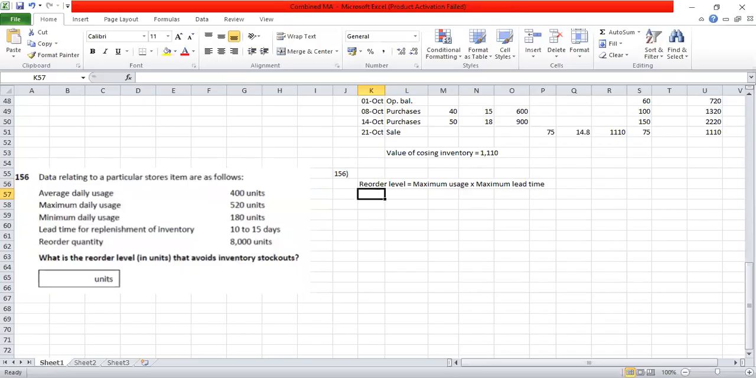We have maximum usage as 520 units. Then the lead time. Lead time is lead time for again restocking the material, that is minimum of 10 days, maximum of 15 days. So we have to take the maximum of 15 days. Just take that one. Maximum usage is 520 units into the maximum lead time is 15 days. Just check how much is it. That's 7,800 units.